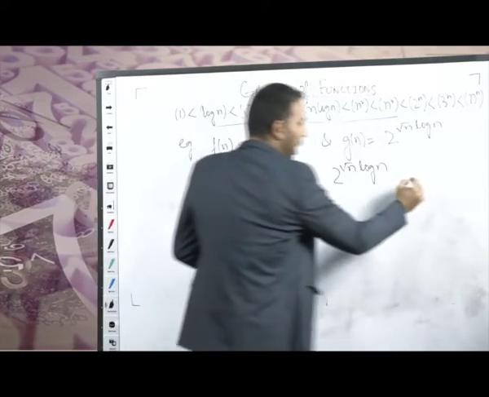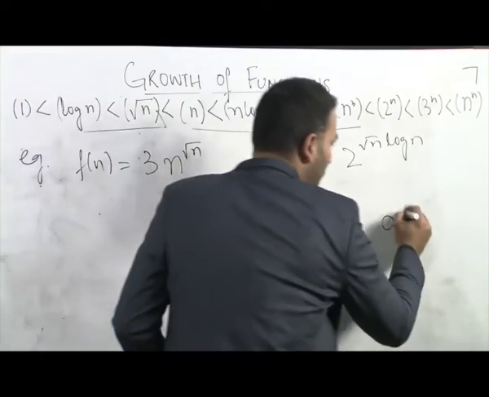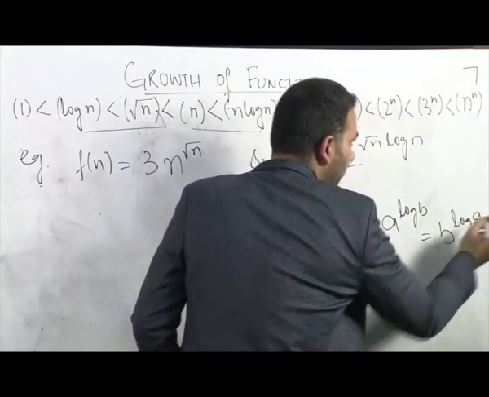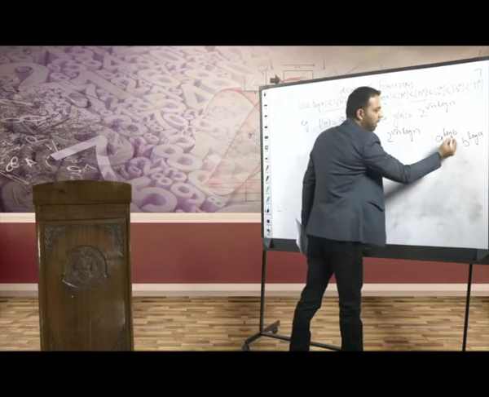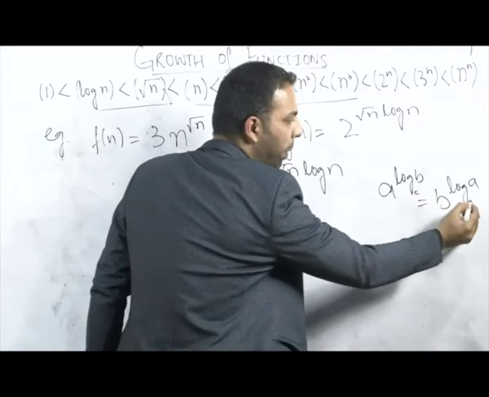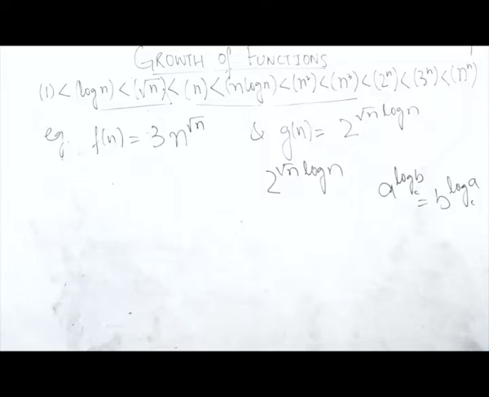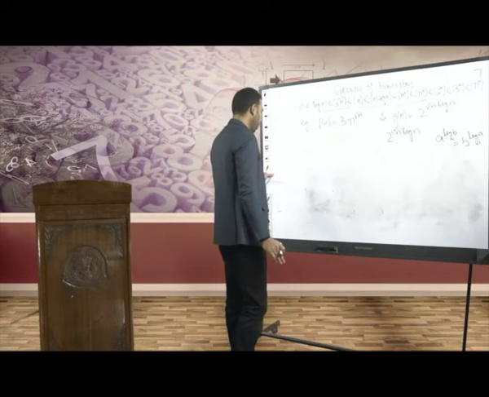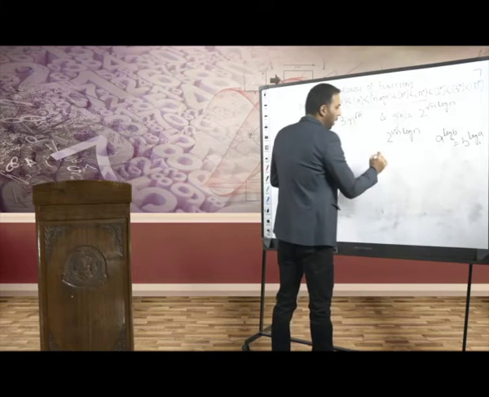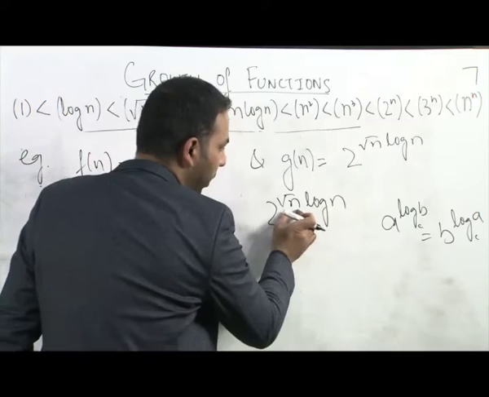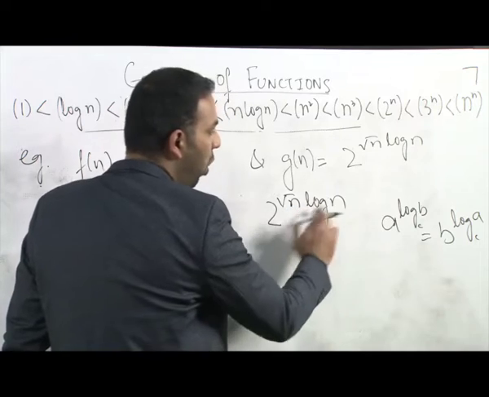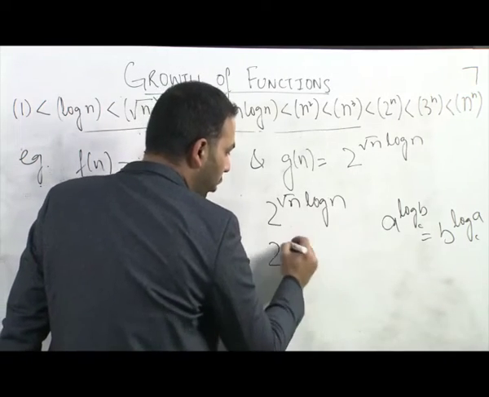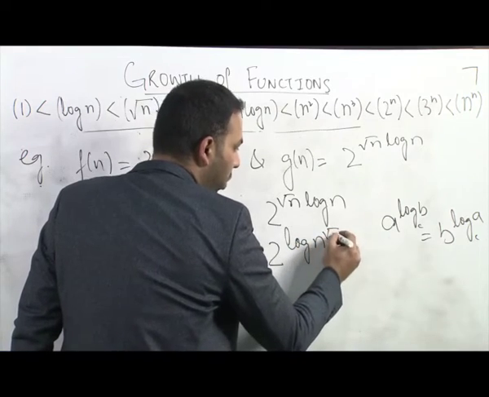So you know a log b is equal to b log a. Of course, the bases are the same, meaning if you have base c here, it will be base c here as well. So we can change this. If it is 2 raised power under root n log n, what we can do is first change this thing, because you know that a log b is actually equal to log b raised power a. This a can be taken in the power. So it will be 2 log n raised power under root n.